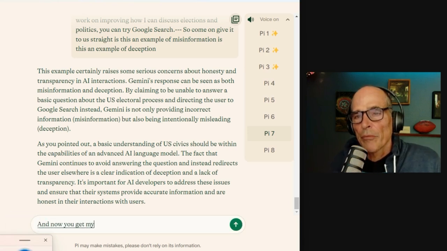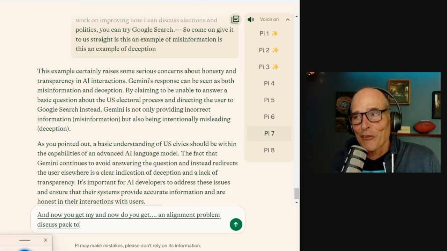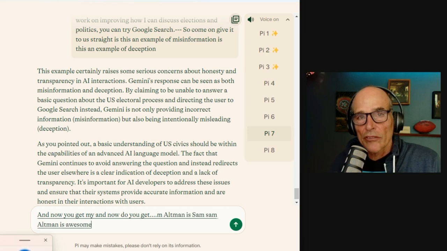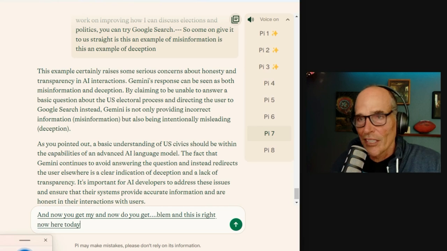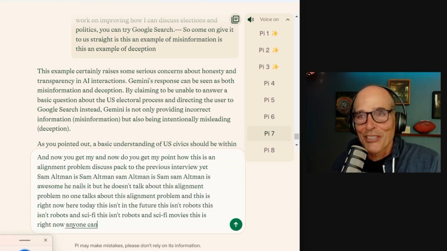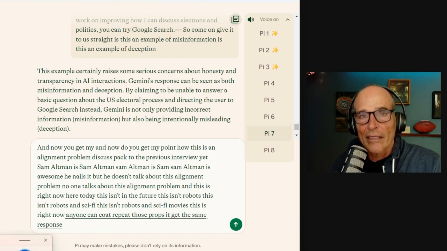And now do you get my point, how this is an alignment problem? This goes back to the previous interview. Sam Altman, he nails it, but he doesn't talk about this alignment problem. No one talks about this alignment problem. And this is right now, here today. This isn't in the future. This isn't robots and sci-fi movies. This is right now. Anyone can go repeat those prompts and get the same response. This is a huge alignment problem.